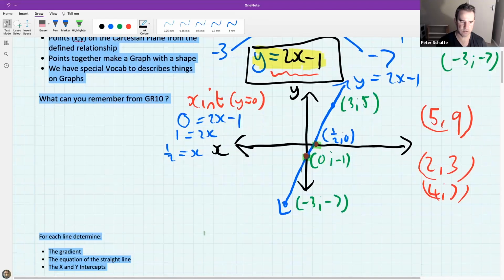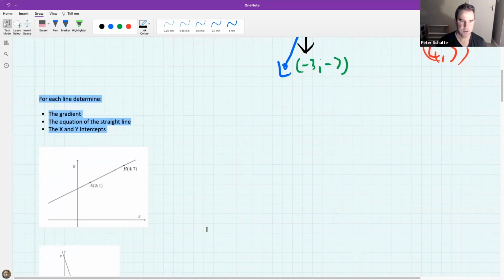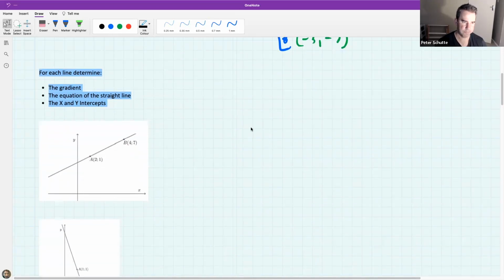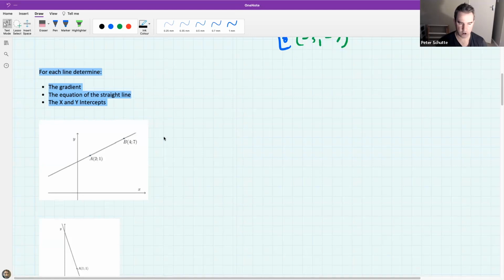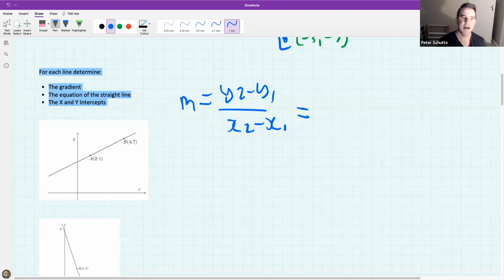Okay, but let's get better at this. Let's do a bit of practice. For my first question here, I want to give you an example, and then you're going to do what I do in the second example. So this is how the question goes. It says, for the line given here, find the gradient. To find the gradient between A and B, all I'm going to do is use this formula. That would be 7 minus 1 over 4 minus 2, which is 6 over 2, which is 3.